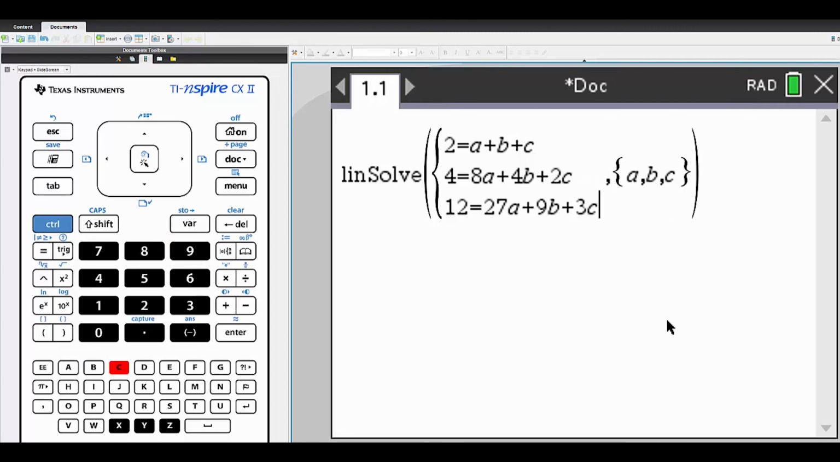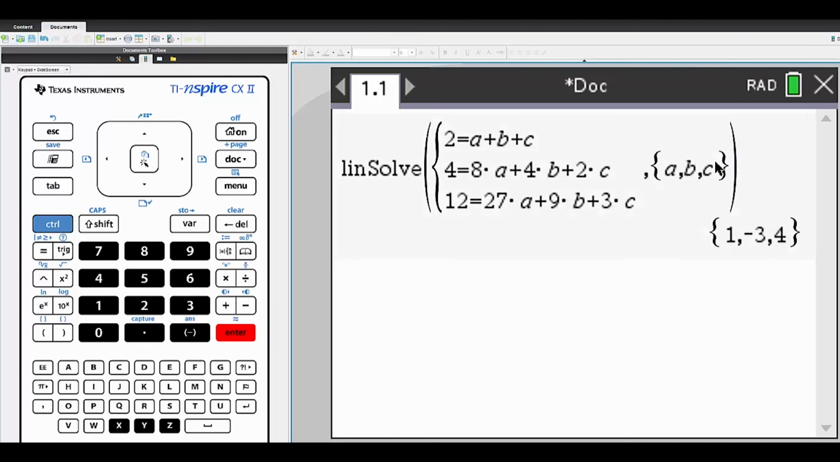Once you put them in, just press enter. Now check here that your variables in your equations match the variables at the end here, otherwise you'll get an error. Press enter, and it gives you our solution there, which we wrote down before, of 1, -3 and 4.